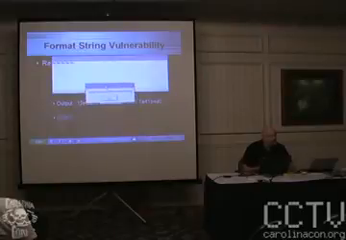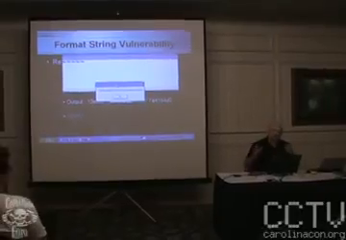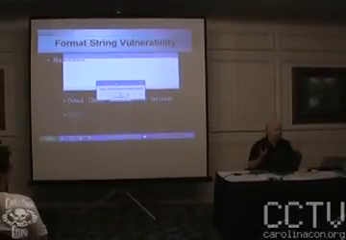Now, it's reading from the same memory location, so take note of that. We're reading from the process stack. The process stack is a very dynamic part of memory.